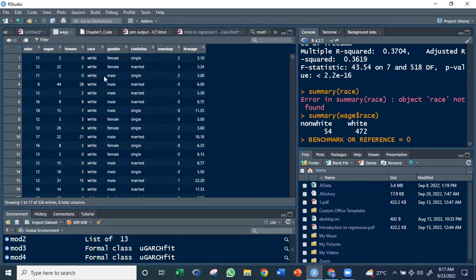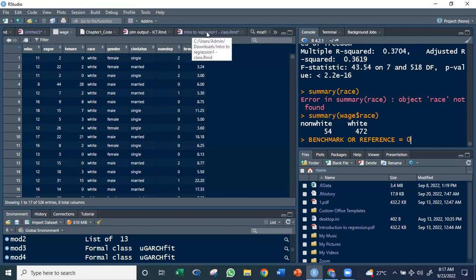And we learned last time that it depends on how many levels our categorical variable has. So if there are k levels, there will be k-1 dummy variables. Here, the levels of our factor race are two, because there are two classes, non-white and white. Therefore, there will only be 1 dummy variable. So this is race, white only.